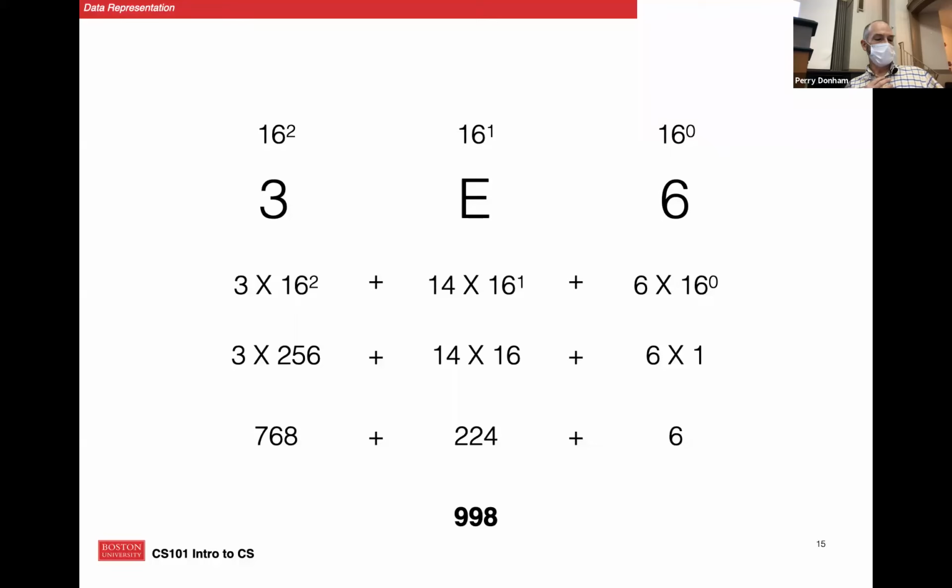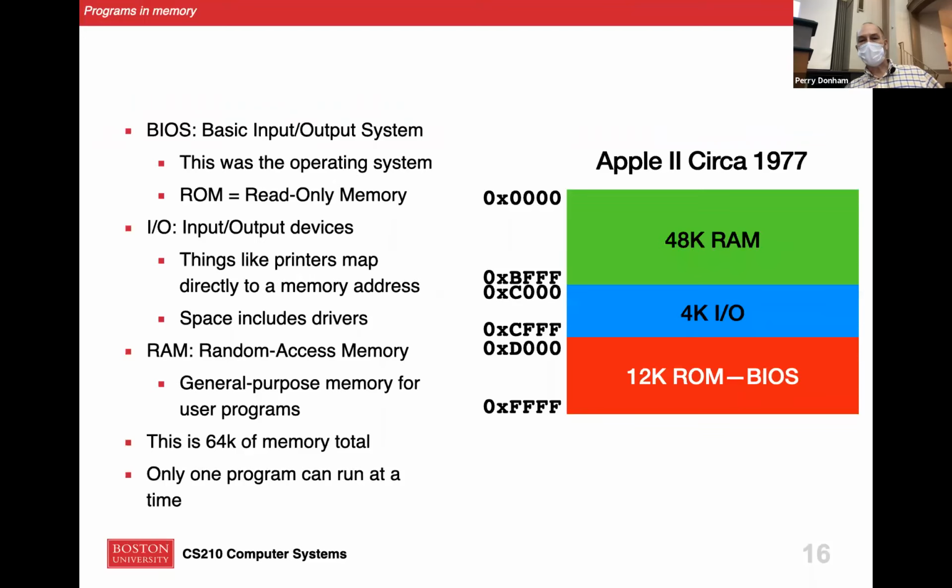Let's keep going. So let's talk memory. This is Apple memory. This is an Apple II, mid 70s, late 70s. This was the memory address space for the Apple II. I've got 0 to FFFF. How big is that memory space? Each hex digit is 4 bits, right? And I got 4 of them. So it's 16 bits. So the memory address space is 2 to the 16th. 2 to the 16th is 65,536, which is 64K. So this was a 64K machine.